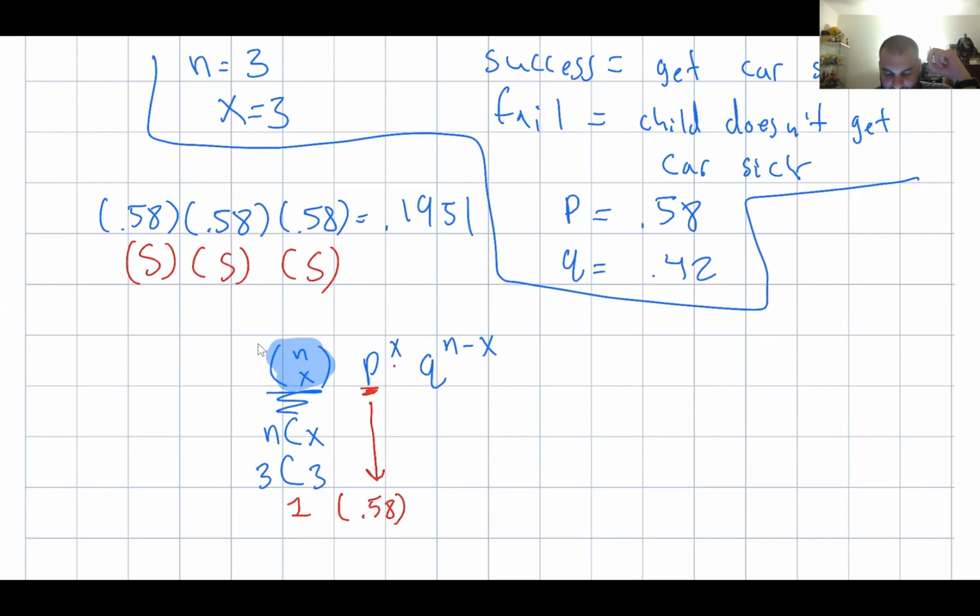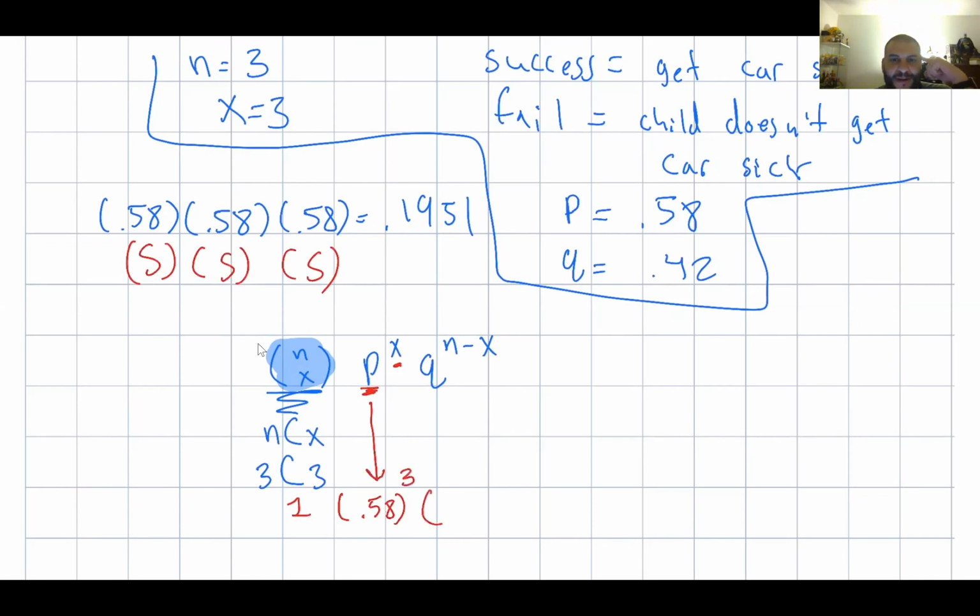And now if you look at the x, what does the x represent? Well, I didn't say what it is. So yes, it represents the success. So it represents the number of successes. So how many successes do we want if we want all 3 children to get car sick? So you put 3 right here.